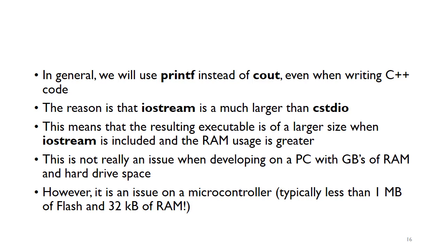But we're going to be writing code that's running on microcontrollers, so we've got much less disk space. Say the flash, you might have 1 megabyte, maybe half a megabyte of flash memory. That's the equivalent of a hard drive. Compare that to a terabyte, it's obviously a huge difference. And again, rather than gigabytes of RAM, we've got 32 kilobytes of RAM. So even a few kilobytes difference is a large chunk of our RAM. So we'll be using printf rather than cout when we're writing C++.